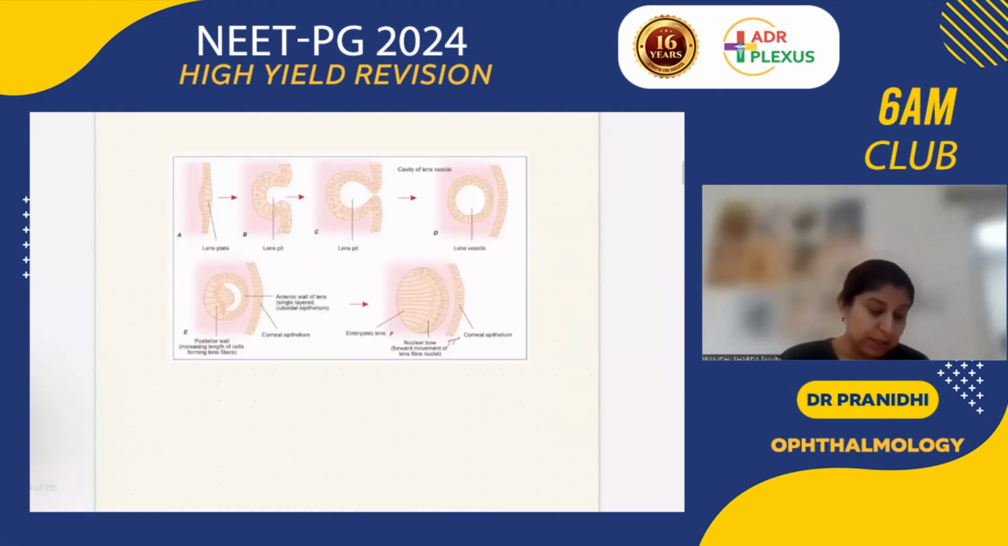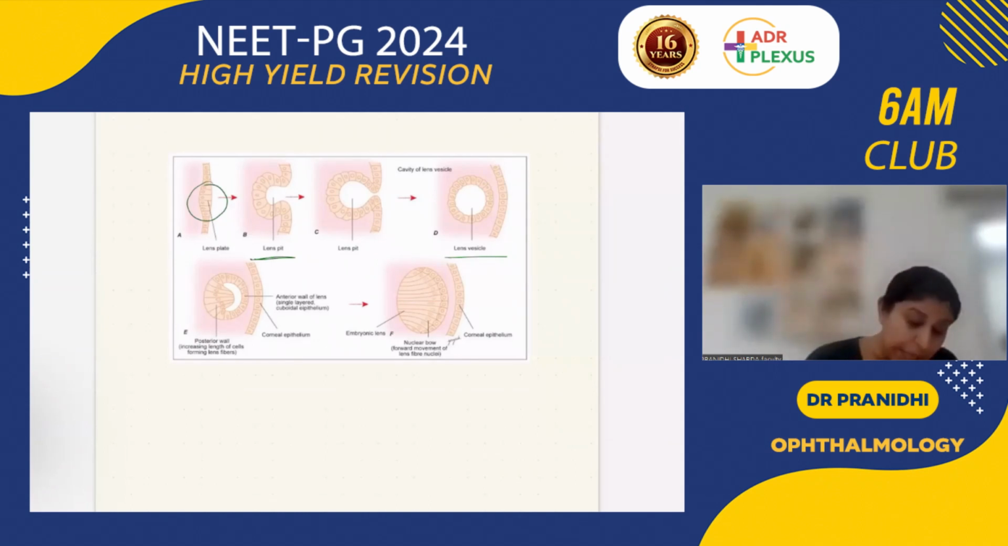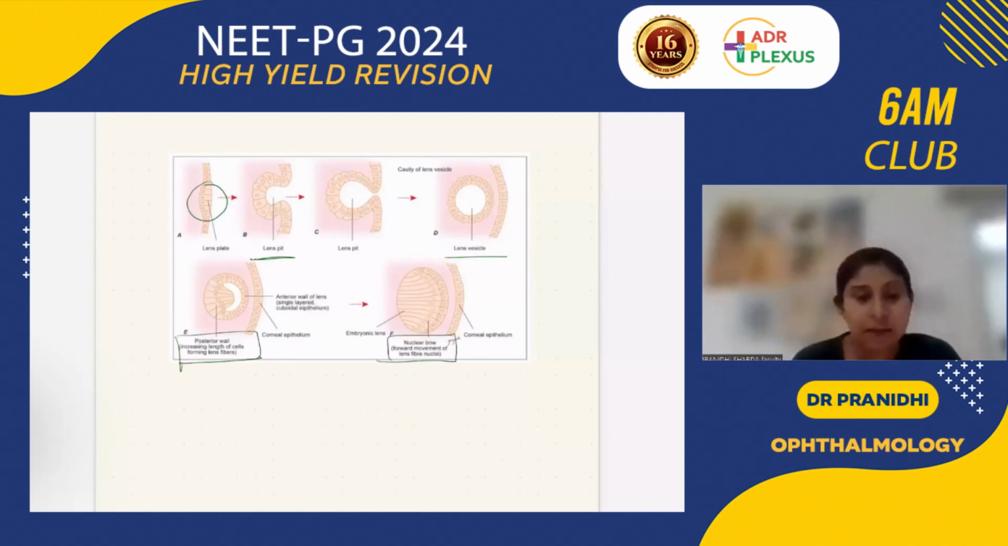So this is again a diagrammatic representation of how the lens is formed. Firstly there is thickening of the surface ectoderm, then formation of a lens pit, then the lens pit gets separated in the form of a lens vesicle, and then there is formation of the primary and the secondary lens fibers.